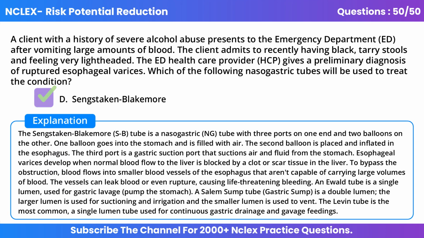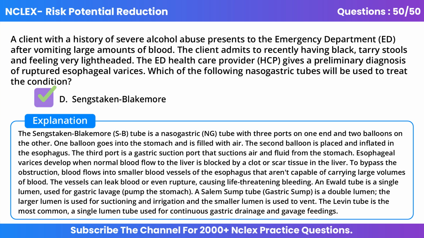The Sengstaken-Blakemore (SB) tube is a nasogastric (NG) tube with 3 ports on one end and 2 balloons on the other. One balloon goes into the stomach and is filled with air. The second balloon is placed and inflated in the esophagus. The third port is a gastric suction port that suctions air and fluid from the stomach.